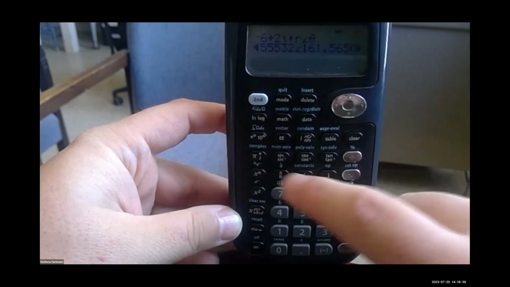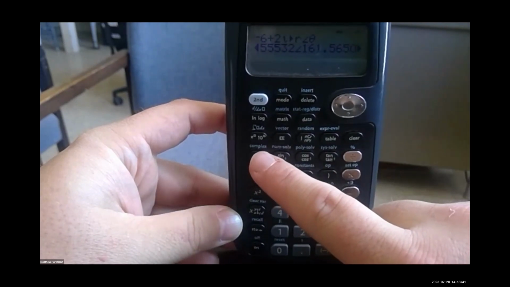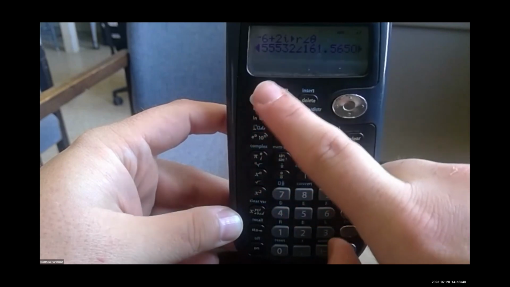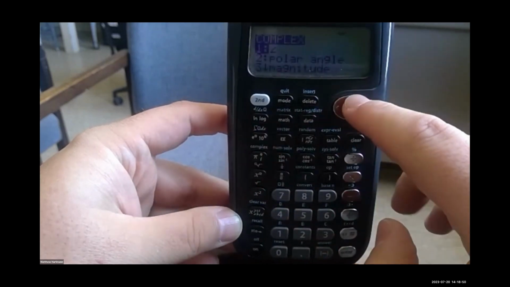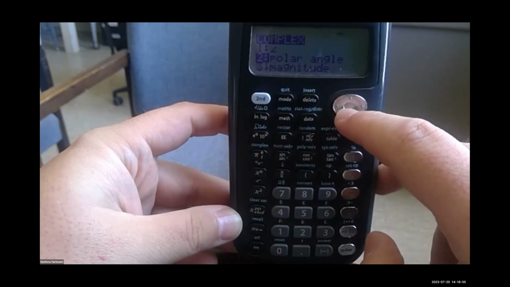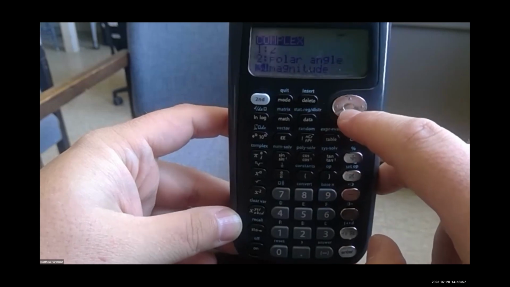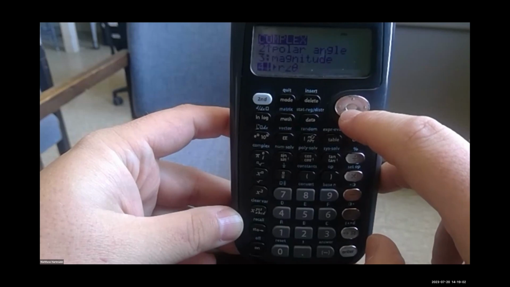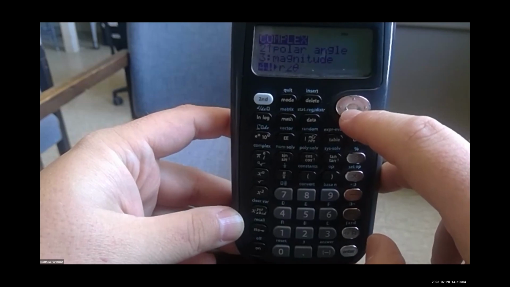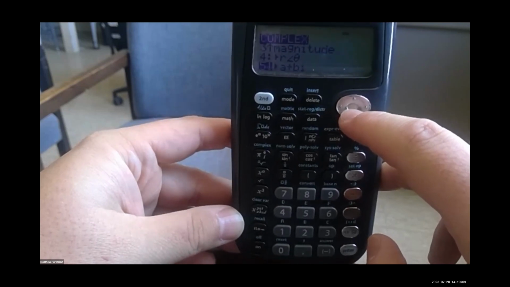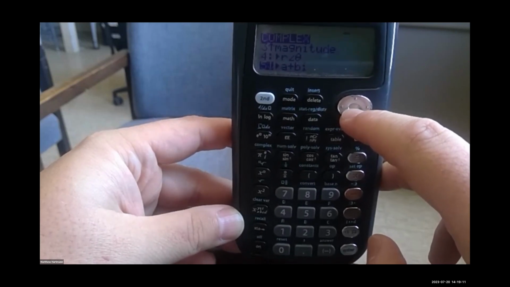So for you TI using folks, effectively all of your complex number stuff is buried in this key, the pi e i key. If you hit second and then that key, you have your complex menu where you get your angle operator. Number 2 returns the angle of a complex number. Number 3 gives you the magnitude of a complex number. Number 4 converts a rectangular form complex number into a polar form complex number. Number 5 converts a polar form complex number into a rectangular form complex number.